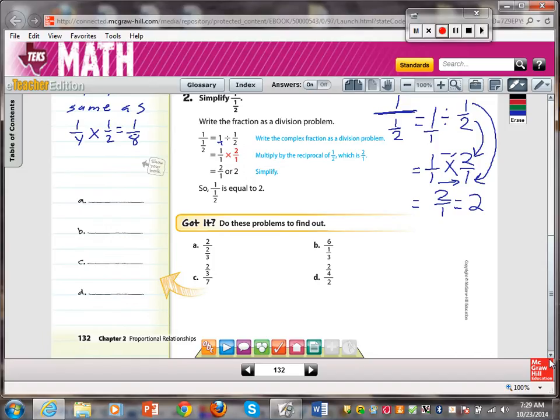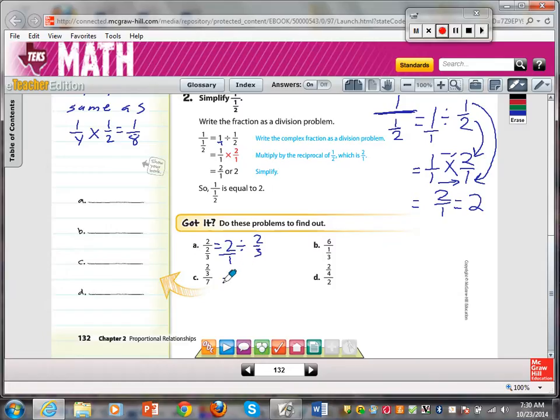All right, so that should be enough to get you guys going for the Got It's. I'm going to go ahead and do number A for you guys, and you guys make sure you do B, C, and D. In this example, you have 2 divided by 2/3. So that is the same thing as rewriting as 2 divided by 2/3. And then from there, all I have to do is put the 2 over 1, and I have myself 2 fractions being divided. But I know that this is the same thing as 2 over 1 times the reciprocal of the divisor here, which is now 3 over 2.